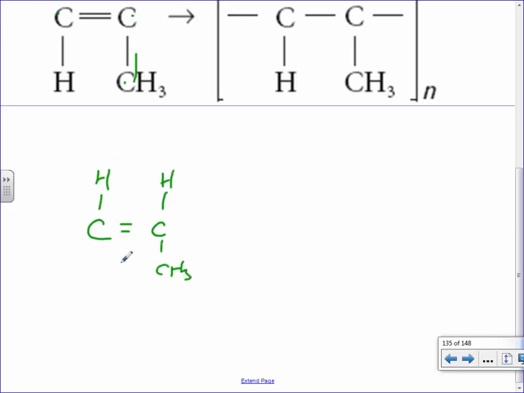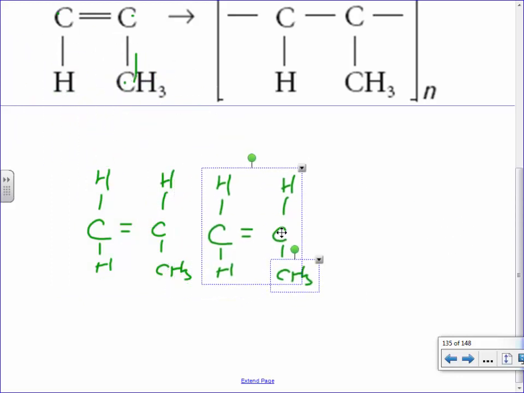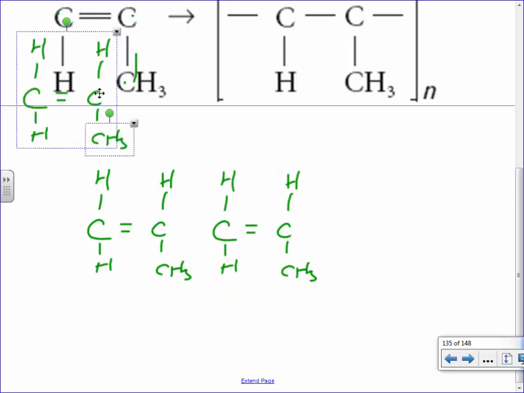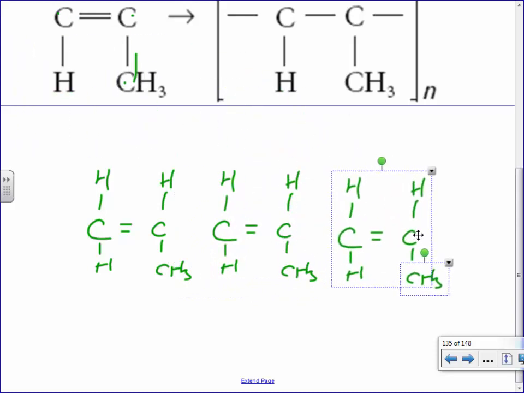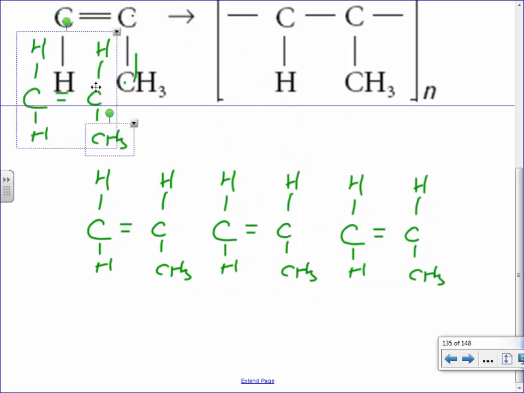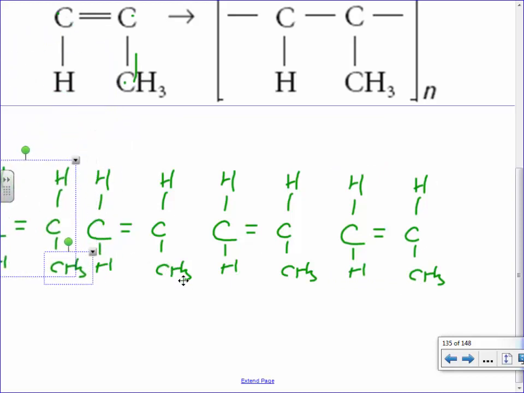And this would be known as my monomer, where I just have one of them. And then if I select this, and I copy it, and I paste it, and I put another one right here, and I paste another one and put that right here, and maybe just one more, and I'll put it right over kind of there.